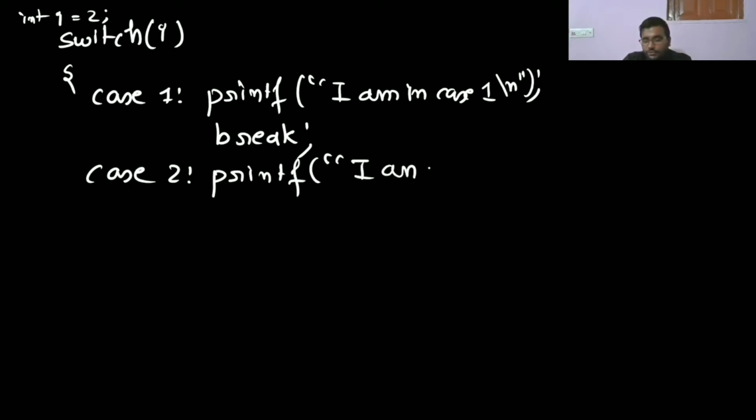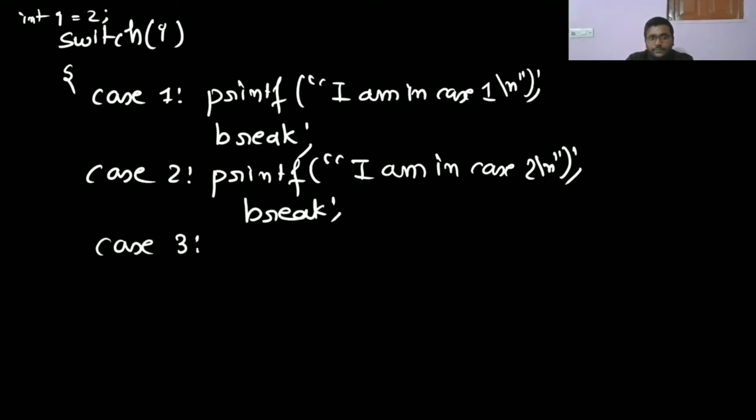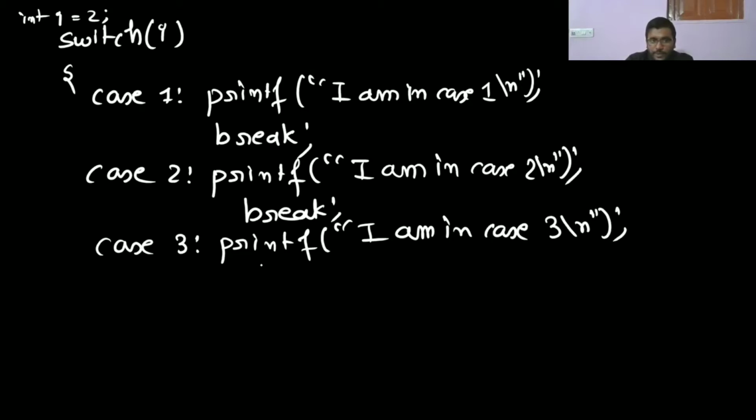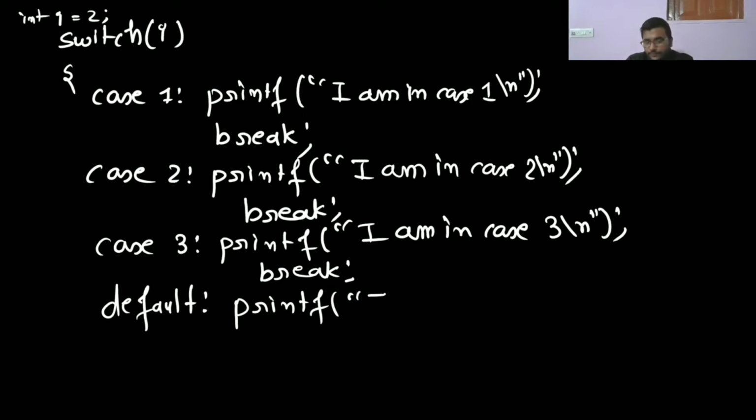तो केस टू अब दे दिए, प्रिंट एफ आई एम इन केस टू, फिर बाहर आ गए, फिर केस थ्री, प्रिंट एफ आई एम इन केस थ्री, फिर ब्रेक, now break, it will go out of that, then default, and default printf I am in default. In this case the output will be different.